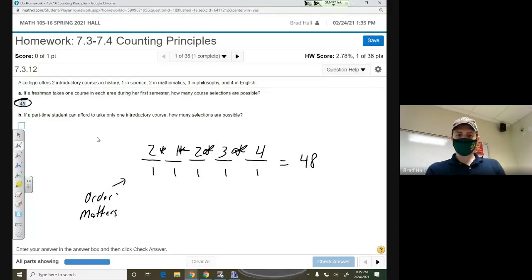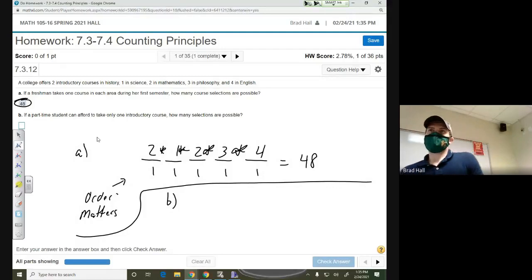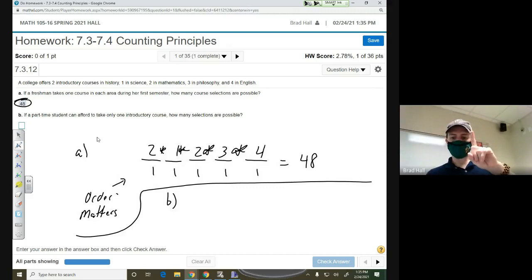So I think part A might have been a little bit easier. What about part B? How many dashes would we put for part B? 1. You're taking one course instead of a course in each, which was 5 in total. Only one course means 1 dash.